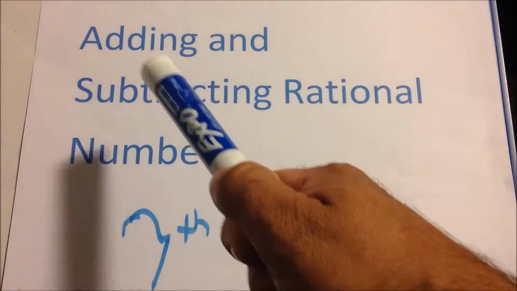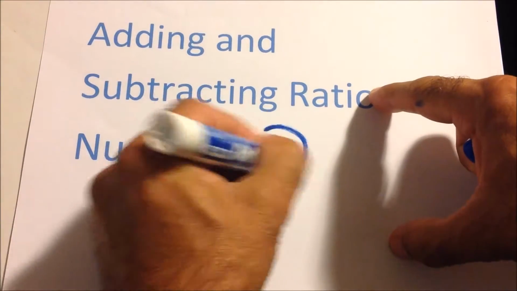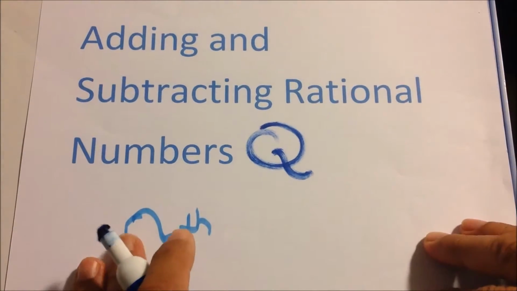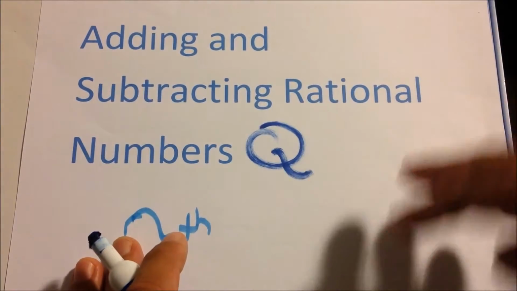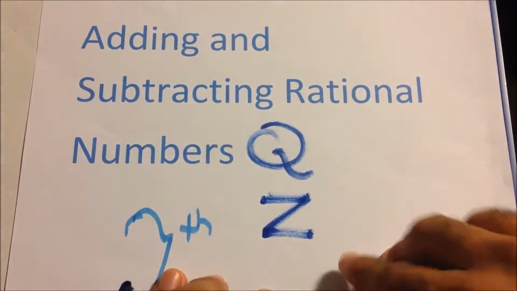Here's our video on adding and subtracting rational numbers. We have the Q sign for rational numbers, and we know rational numbers are fractions, decimals, and integers. And we use the Z for integers.